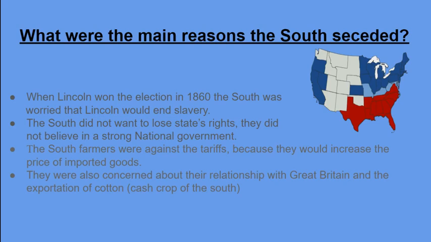When Lincoln won the election in 1860, the South worried that Lincoln would end slavery. The South did not want to lose states' rights. They did not believe in a strong national government. Also, Southern farmers were against the high tariffs that the North wanted because they would increase the price of imported goods. They were also concerned about their relationship with Great Britain and the exportation of cotton. That was the biggest cash crop in the South, the cash crop that led to all the slavery. So they didn't want to lose their ties with Great Britain.